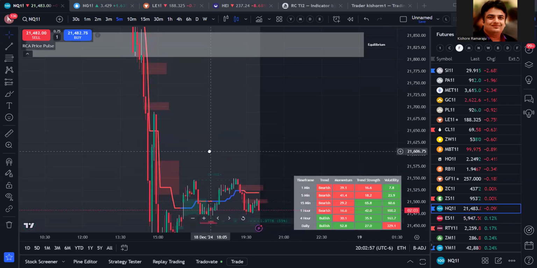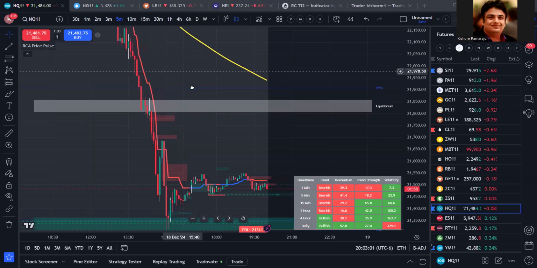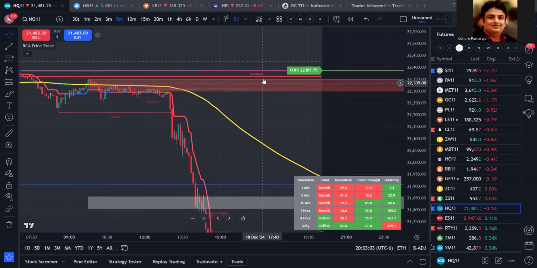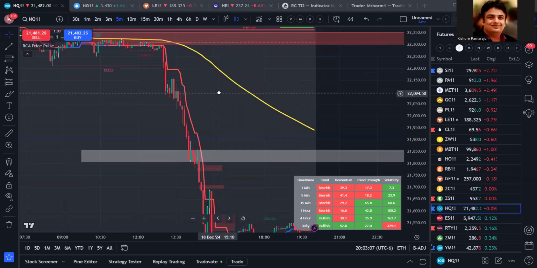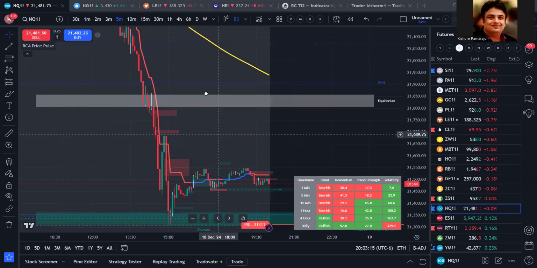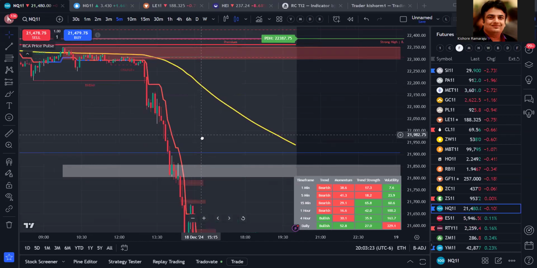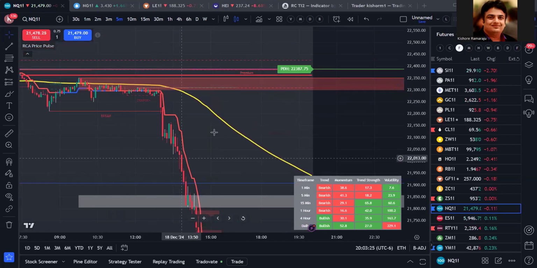For example, we have an indicator called the price pulse indicator. That indicator mainly shows you whenever price is overbought or oversold. If price is in the premium zone, that means it is overbought. If price is in the discount zone, that means it is oversold. Oversold means it will start moving up. Overbought means it can drop.